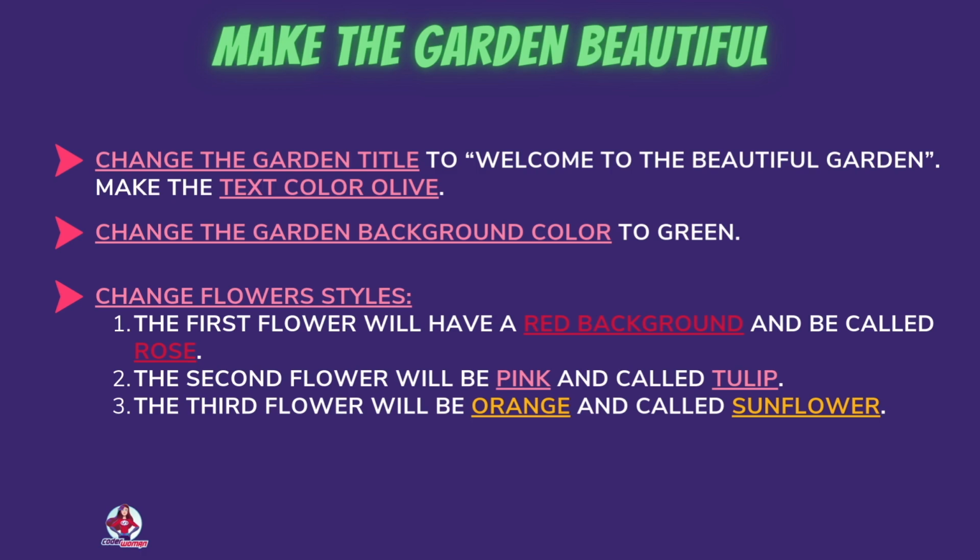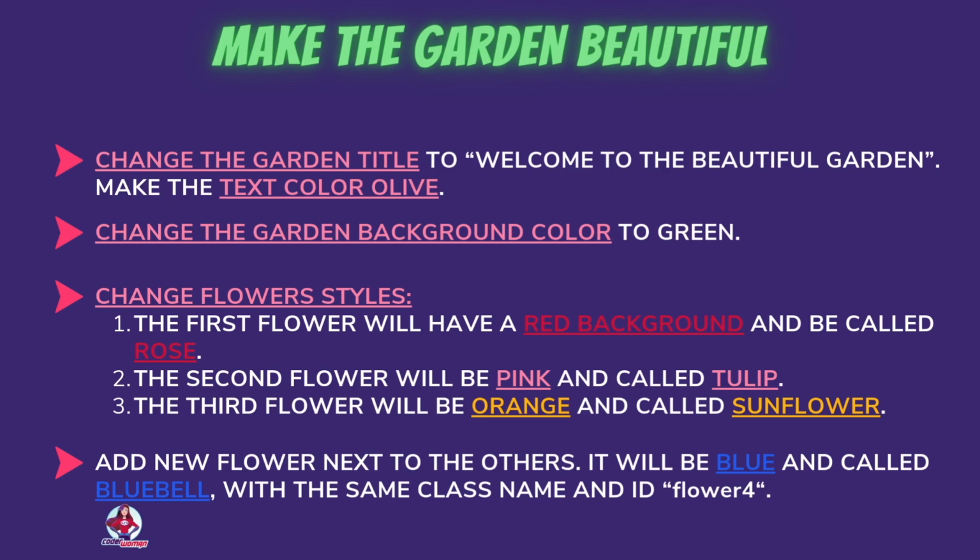After dealing with the flowers, your fourth task is to add a new flower. It should be blue and placed next to the others. It should be called bluebell. It should have the same class name as the other flowers and an ID named flower4.